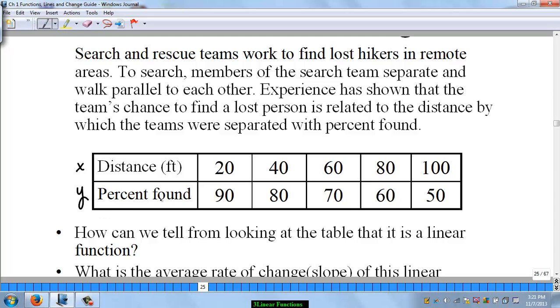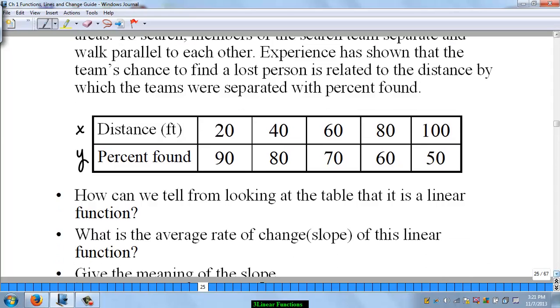Now this is dependent on this because if you'll notice, as the distance between the walkers increases, so they're like in a line here, and if they are 20 feet apart, they have a 90% chance of finding the lost person. If they split up more and more, or there are fewer searchers, the percentage goes down to find the child or whoever's lost. Okay?